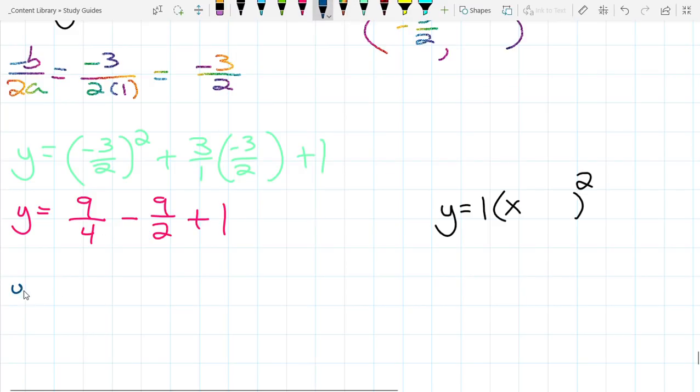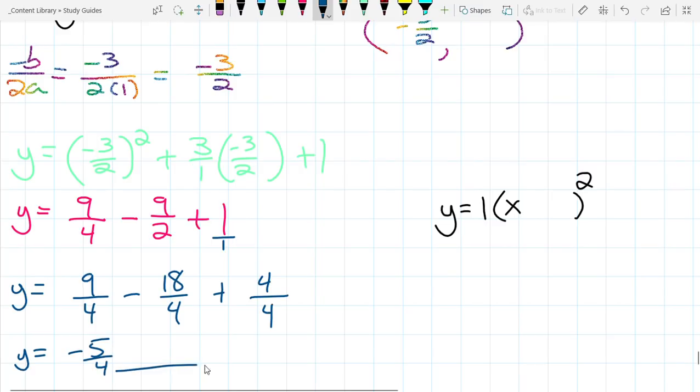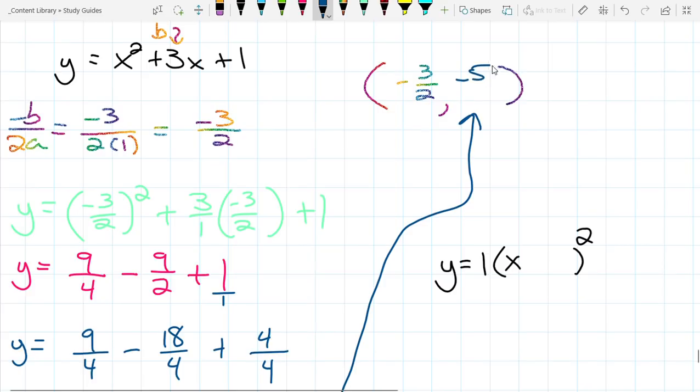Now we need common denominators, so we'll use 4s as our common denominators. 4, 4, 4. This stays the same. The 2 was doubled to make a 4, so we doubled the 9 to make an 18. The 1 was quadrupled to make a 4, because this was really 1 over 1. So we do the same to the top, quadruple it. So 9 minus 18, which is negative 9. Negative 9 plus 4 gives you a negative 5. So you get negative 5 fourths. And that is your y value of the vertex.